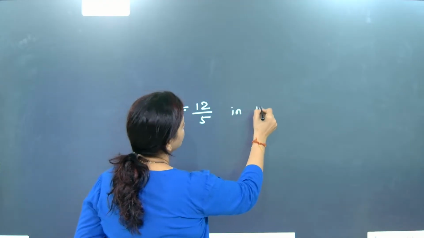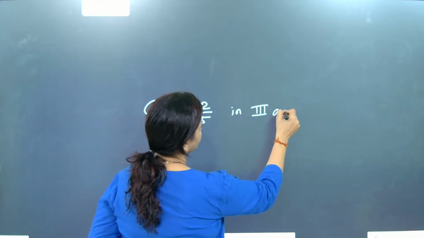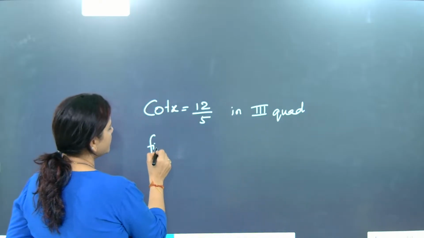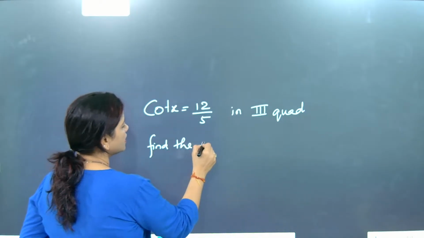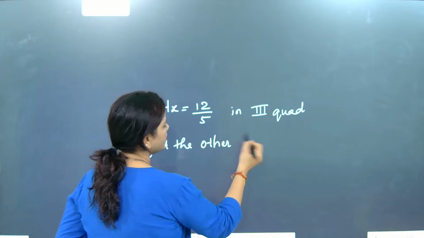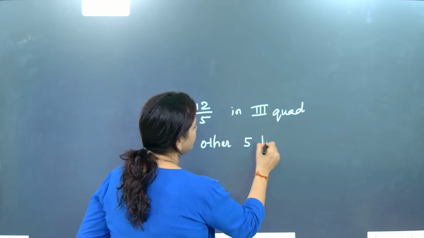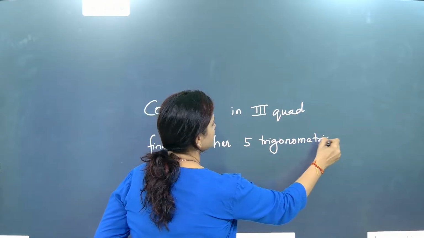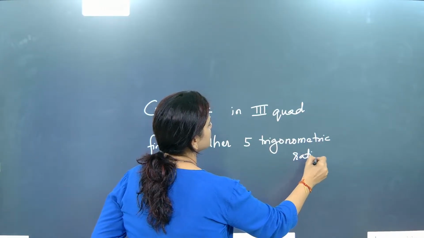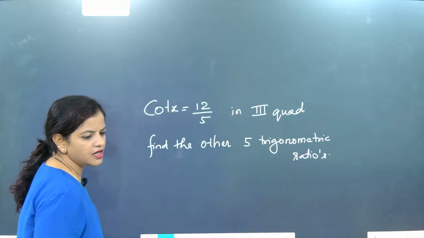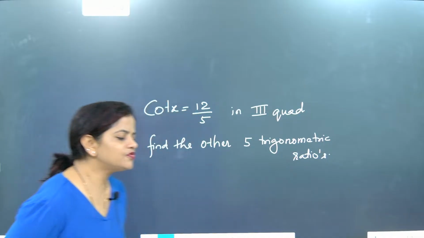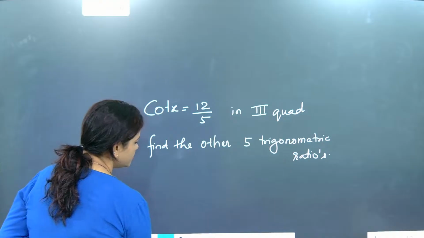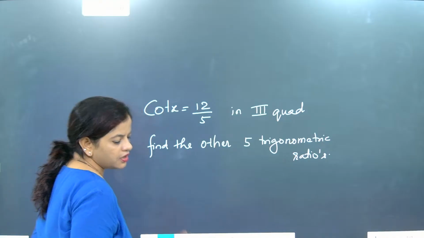In the third quadrant. Which quadrant? Third quadrant. Now, the third quadrant cot x value is there, and they will say, find the other 5 trigonometric ratios. So if somebody asks you this question, how are you going to handle it? This question is easy, nothing to worry about.